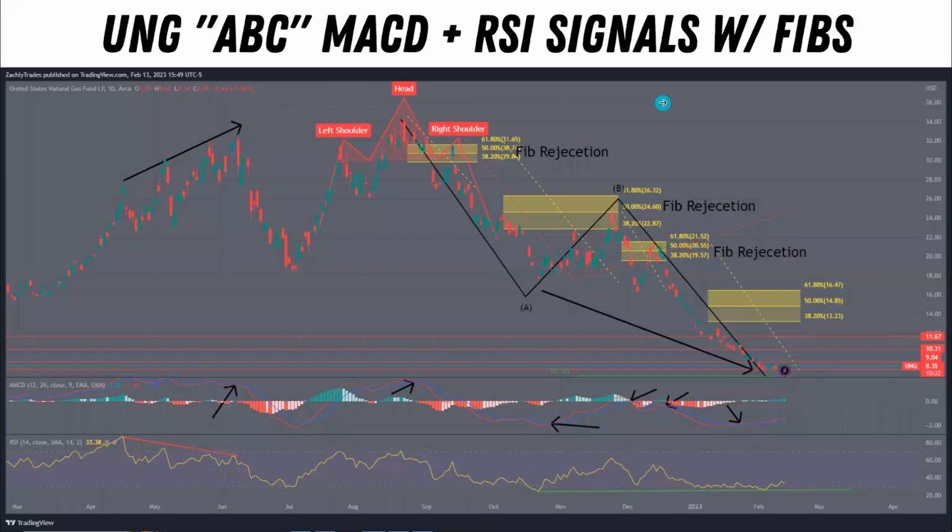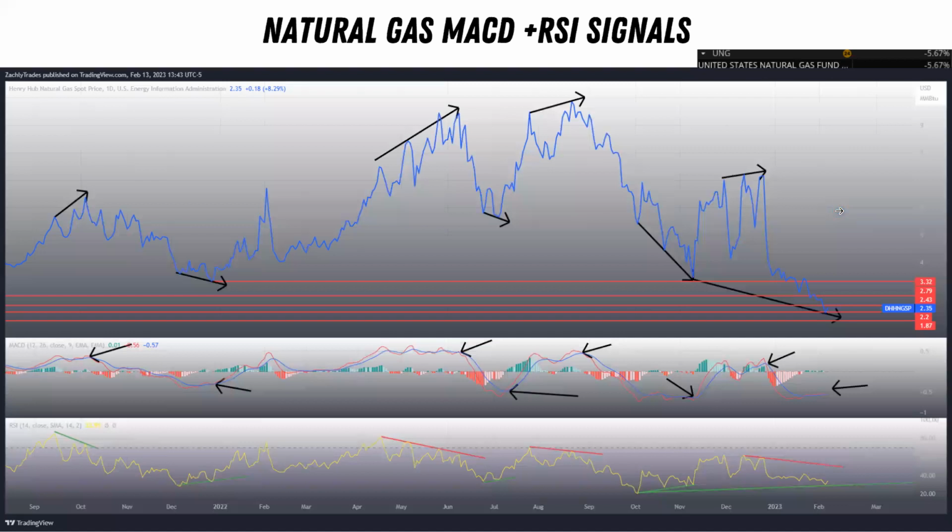Now, before we dive into UNG and oil in more detail, we really need to pay attention to the spot price of natural gas, because that's what's really going to be affecting the prices of these things that we're looking to trade, whether it's UNG or oil.